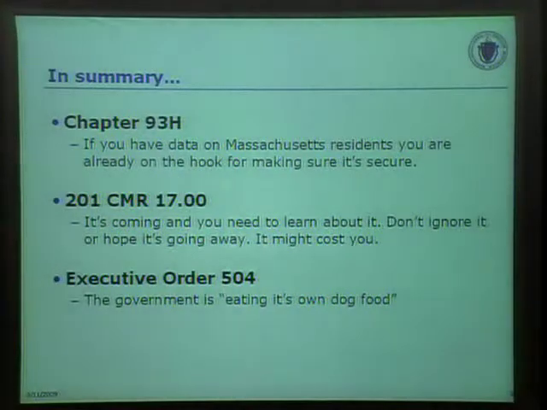So in summary, I'm sorry, this was very, very quick. If you have data on Massachusetts residents, you're already on the hook for making sure that it is secure, because if you get breached, you're going to have to deal with 93H. 201 CMR 17 is coming, and you need to learn about it. Don't ignore it or hope it's going away. It's probably going to cost you. And with Executive Order 504, the government is eating its own dog food.